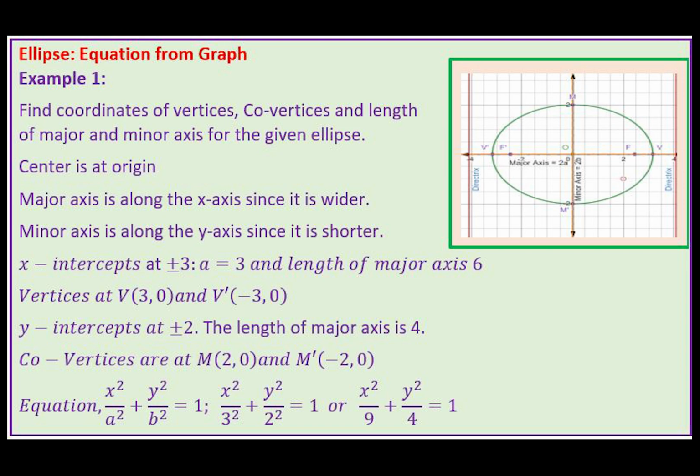The y-intercept is at plus minus 2. The length of minor axis is 4. The co-vertices will be at (0, 2) and (0, minus 2). So therefore, we get our equation in the form of x square over a square plus y square over b square equals 1, as x square over 3 square plus y square over 2 square equals 1, or x square over 9 plus y square over 4 is equal to 1. Correct?